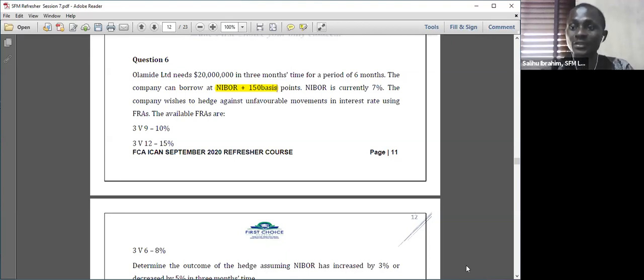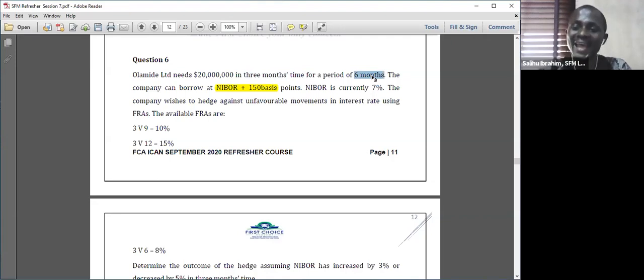Okay, now, how do you establish the appropriate rate or appropriate contract that you need to enter into? How do you identify the appropriate contract you need to enter into while using forward rate agreement? This is the rule. Now look at it. This company says Olamide Limited needs 20 million in 3 months' time, isn't it? In 3 months' time, for a period of 6 months, isn't it?